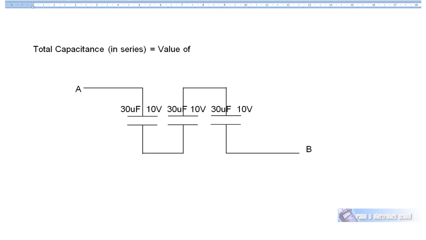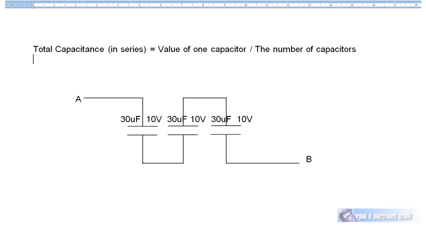of one capacitor, and they all have to be the same value in order for you to use this equation, and in your assessment they always will be the same value if you get capacitors in series. So the value of one capacitor divided by the number of capacitors, only works when they're all the same value. In this case 30 microfarad, 10 volt. Okay, so that would mean 30 microfarads divided by 3 equals 10 microfarads is the total capacitance of this circuit.